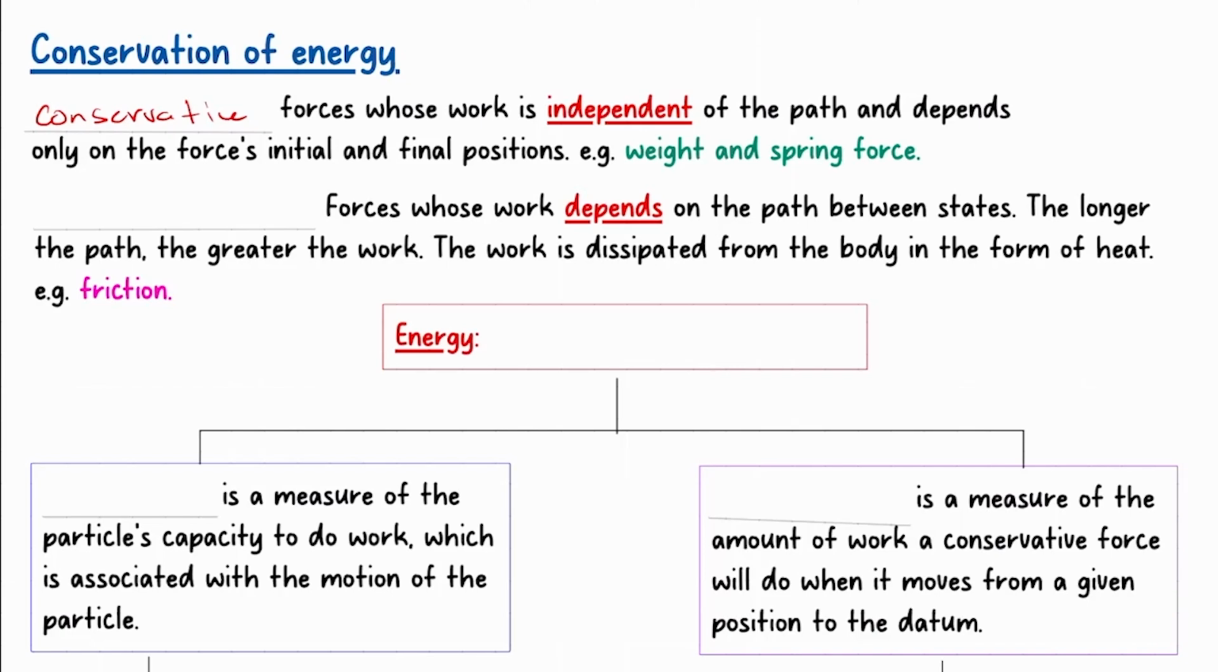And then we have non-conservative forces, which are those forces whose work depends on the path between the states. So the longer the path, the greater the work. And the work is dissipated from the body in the form of heat. For example, friction. The formula for friction is mu k times N. And if you're doing work from friction, then that's a friction force times the displacement. So the longer you displace it, the more friction you are experiencing, and more work through that.